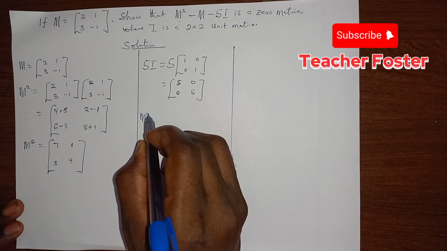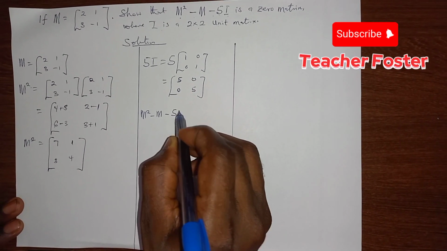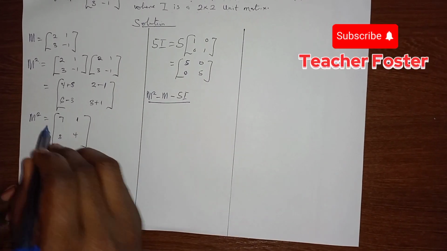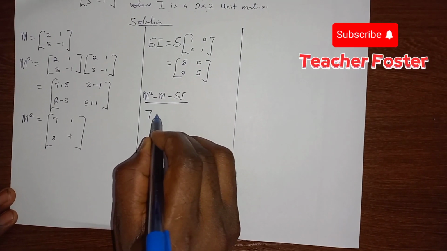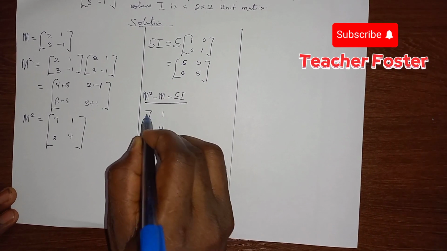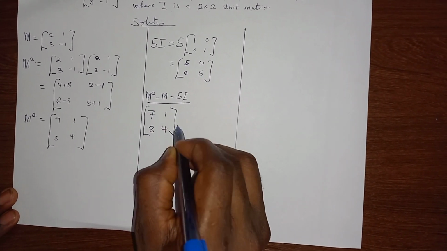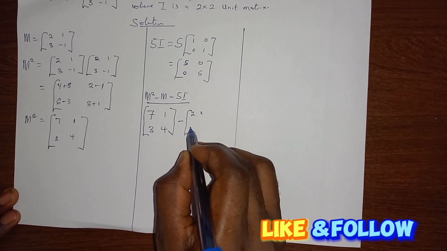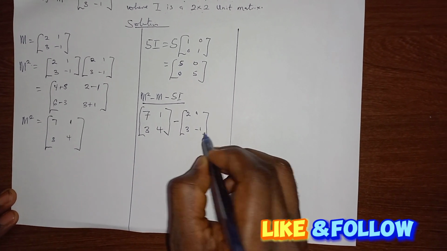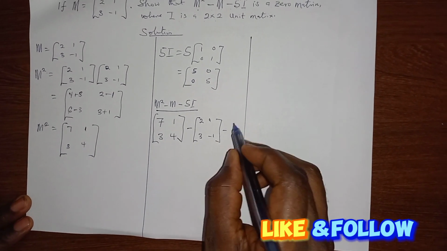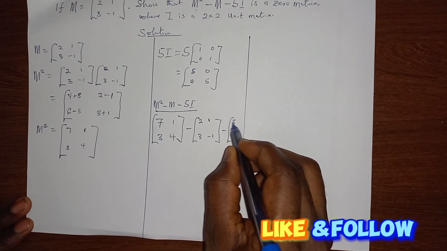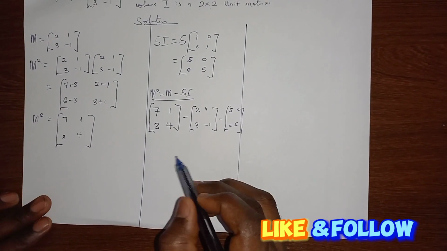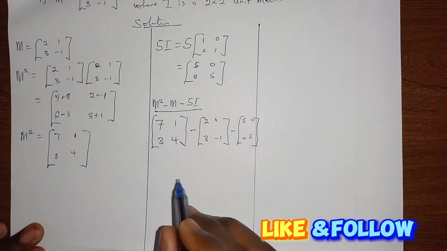So now M squared minus M minus 5I. This is what I'm going to work on now. What is my M squared? My M squared now has the entries 7, 1, 3, 4. Then minus my M, which was given as 2, 1, 3, negative 1. And minus my 5I, which is now 5, 0, 0, 5. So let's work on that.